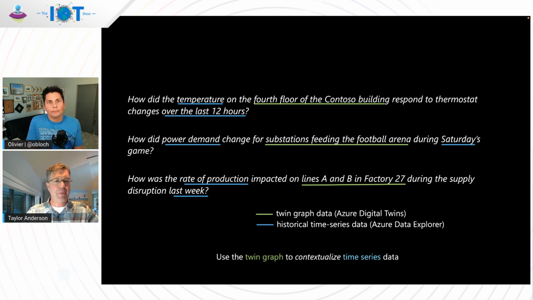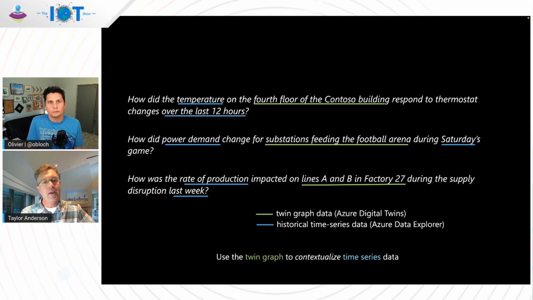You're spot on. If you look at each one of these questions, there really are two key components. One of those components being time series data. So the temperature over the last 12 hours, the power demand during Saturday's game, or the rate of production last week. But then we also have a part of this question which really relates to a hierarchy or a topology or a twin graph. For example, the fourth floor of the Contoso building, or substations feeding the football arena, or lines A and B in Factory 27.